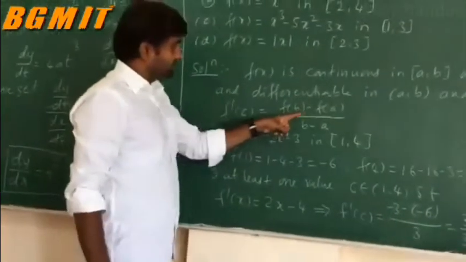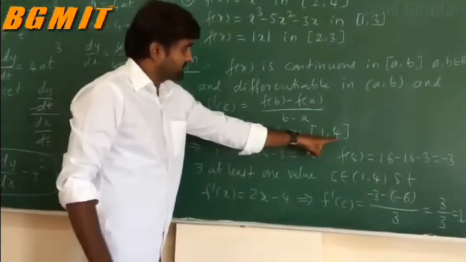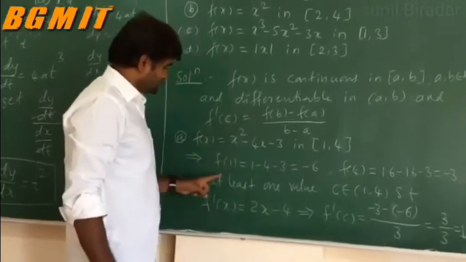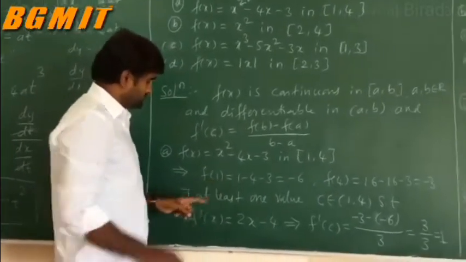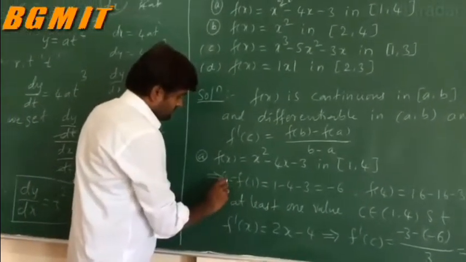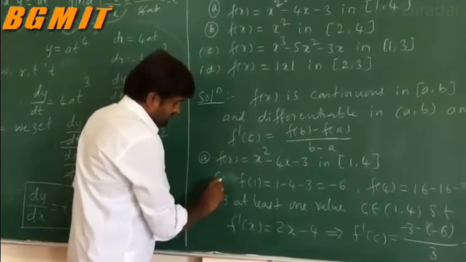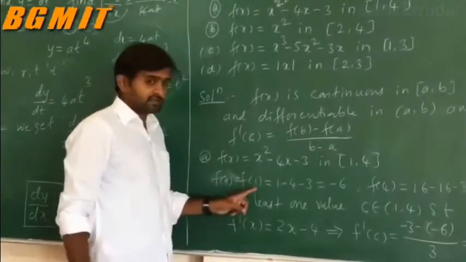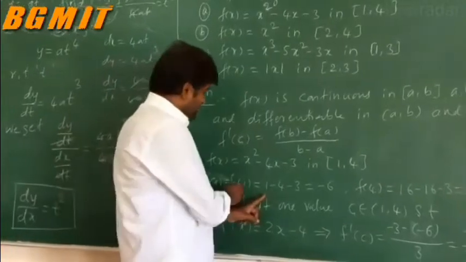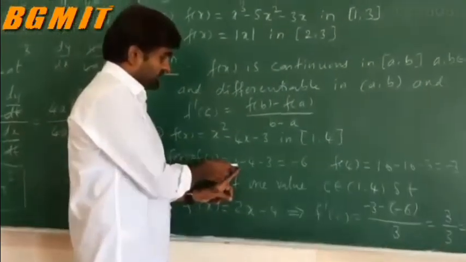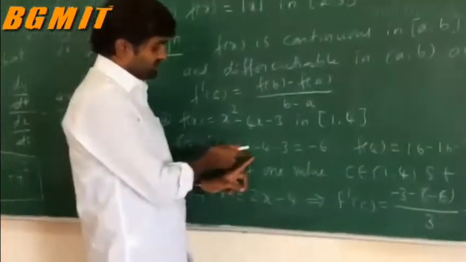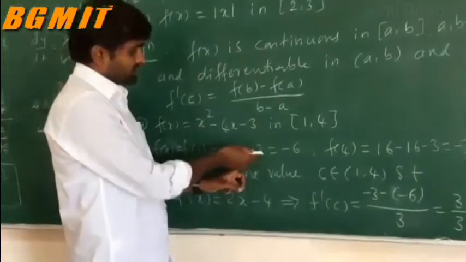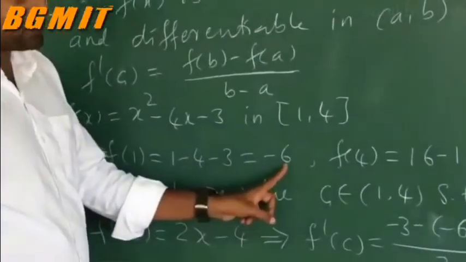We need f of b and f of a. f of b is at 4, f of a is at 1. So f of a is nothing but f of 1, where a is 1, so in place of x it is 1. So 1 square minus 4 minus 3. Simplify, we get minus 6.